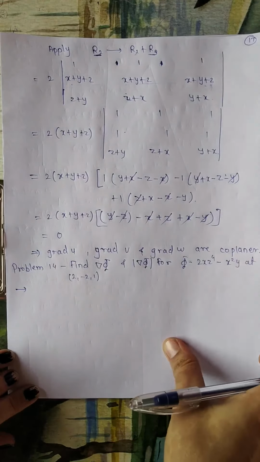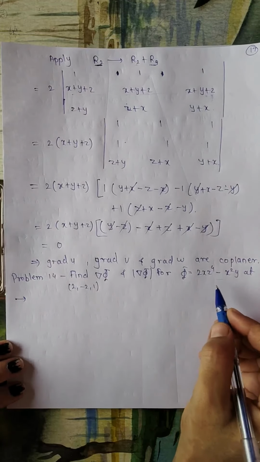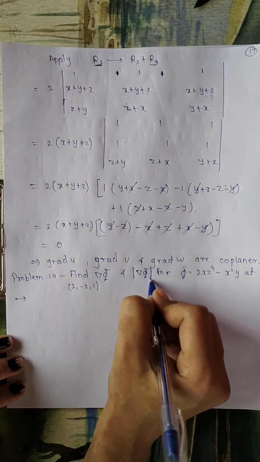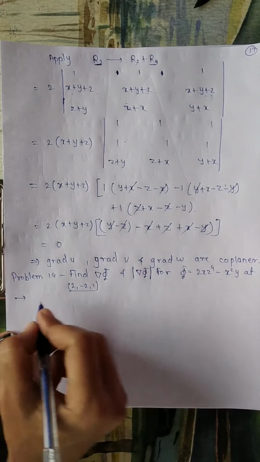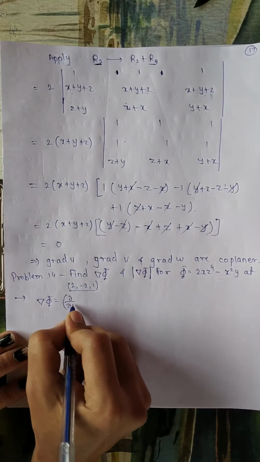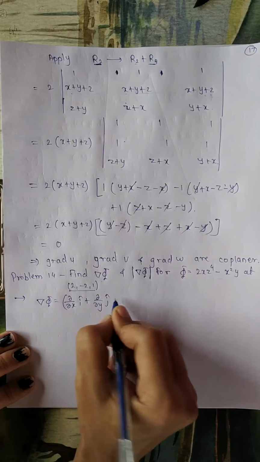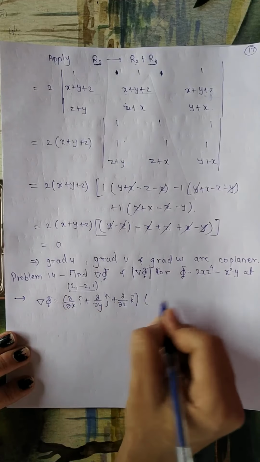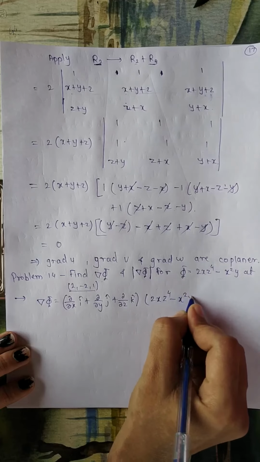Now problem 14 is, they have given a phi function, that is a scalar function. They have asked us to find the gradient and its modulus, that is the magnitude of gradient phi at this point. So first we have to find del phi. So how to find del phi? Dou by dou x i cap plus dou by dou y j cap plus dou by dou z k cap, and what is our phi? 2x z raised to 4 minus x square y.